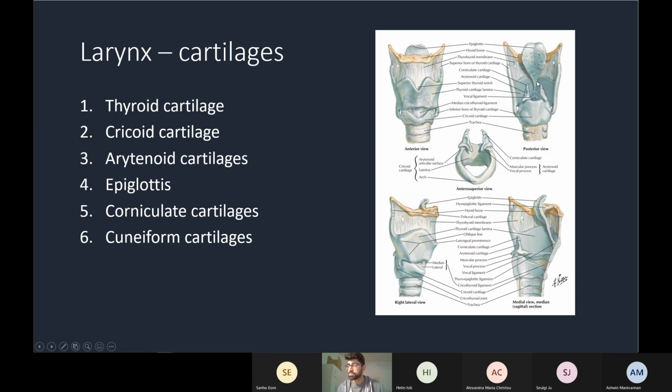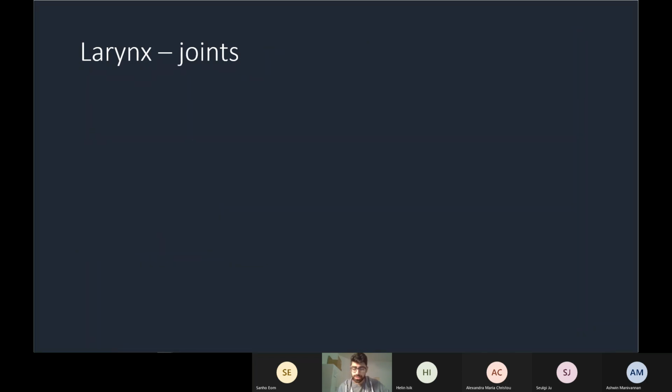Then we have the epiglottis. Epiglottis is this leaf-shaped structure, which I'm sure you're all familiar with, composed of a stalk and a lamina. And then we have these two small cartilages. So we can't see both of them, but we can see the corniculate cartilages. Corniculate cartilage is located on the apex of the arytenoid cartilages, and the cuneiform we'll see, I think, in the next slide.